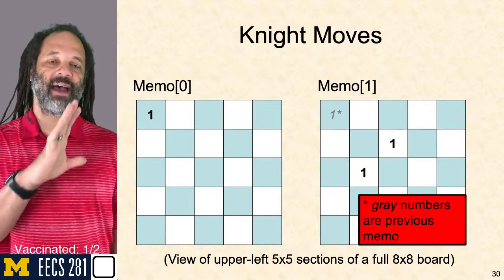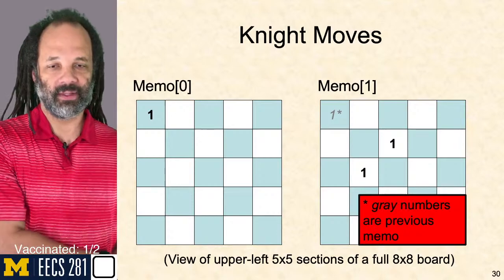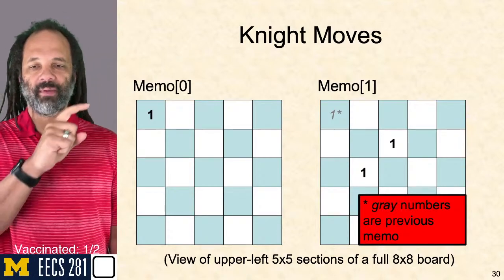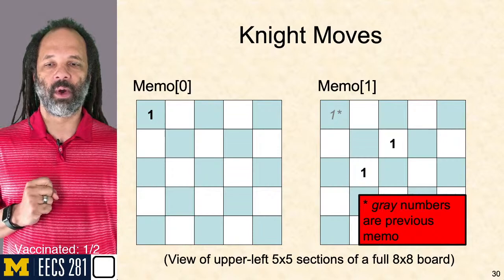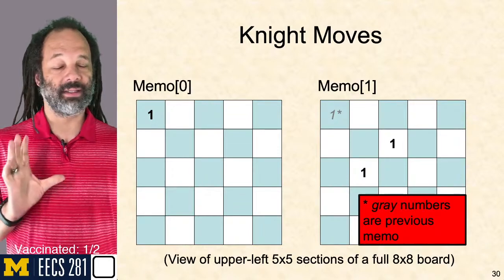I've got a 5x5 of memo 1, even though it fills out to 8. So I've got 1 in the top left corner of memo 0, 0. Memo 0. All the rest is full of zeros.